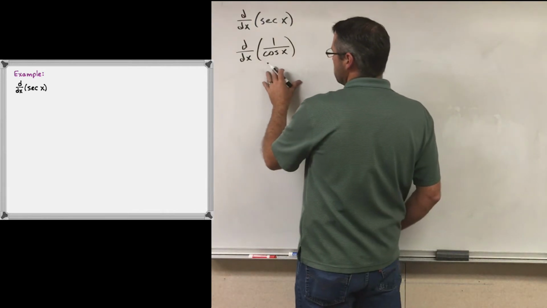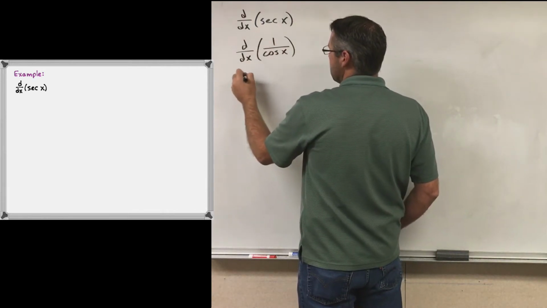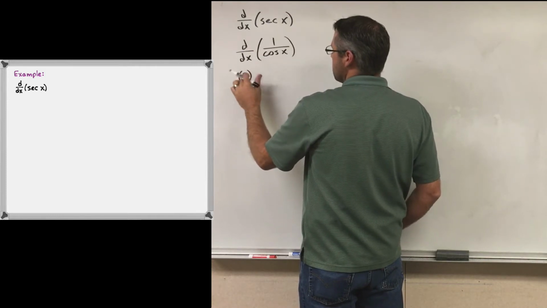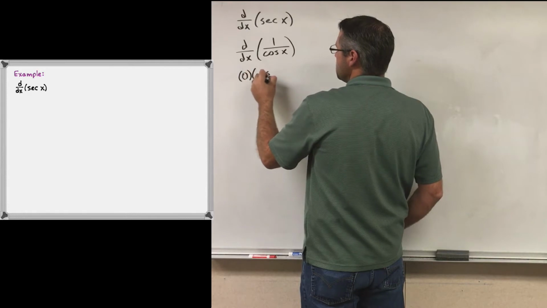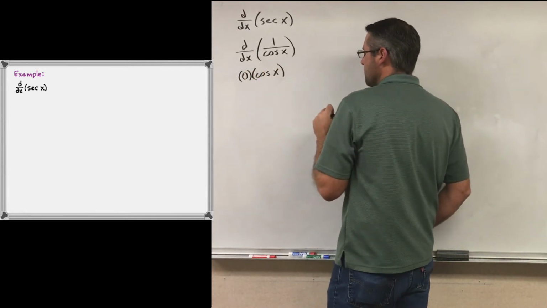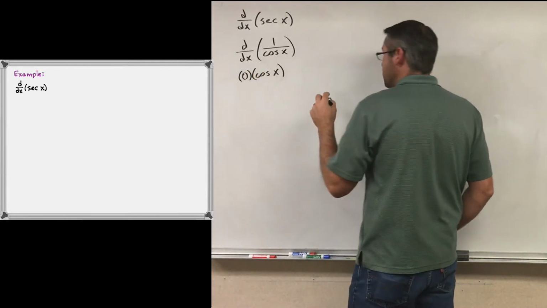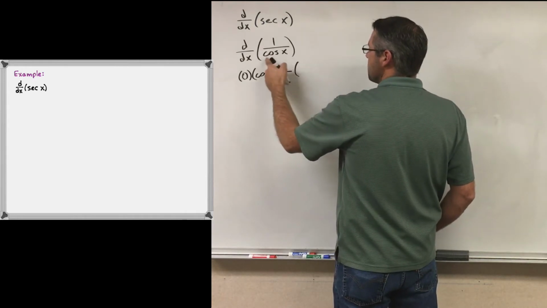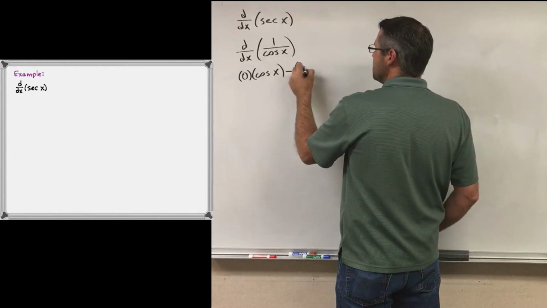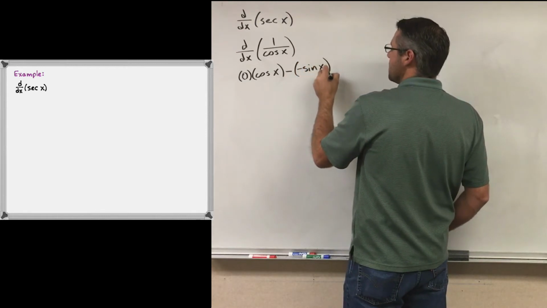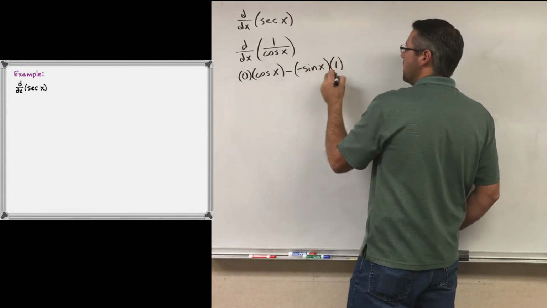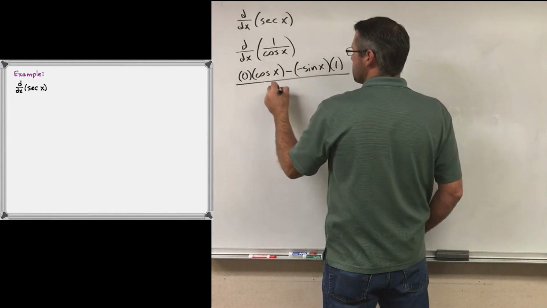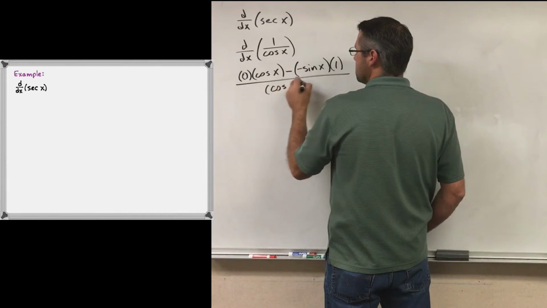So using the quotient rule, the derivative of the top is 0 times the bottom. I'm going to put parentheses around these things just so everything's good. Times the bottom, which is cosine of x, not cosecant, cosine of x, and then minus the derivative of the bottom. So the derivative of cosine is negative sine of x, and then times the top, so times 1, all over the denominator squared, so cosine of x squared.